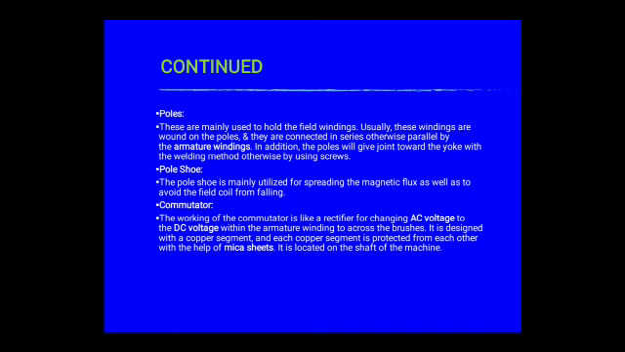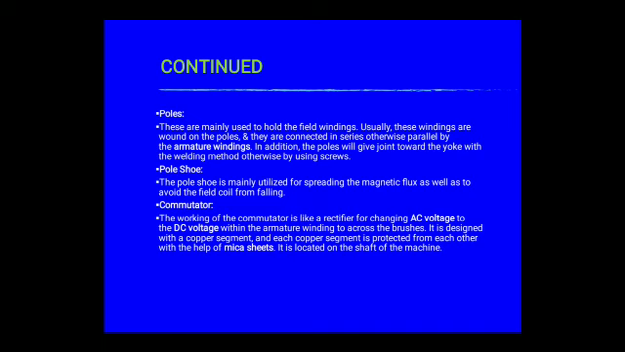Commutator is nothing but a rotating rectifier. It is used to convert the AC voltage induced in the armature winding to the DC voltage across the brushes. It is designed with copper segments. There are several copper segments present in a commutator, and each copper segment is insulated from the others with the help of thin mica sheets. It is located on the shaft of the machine.